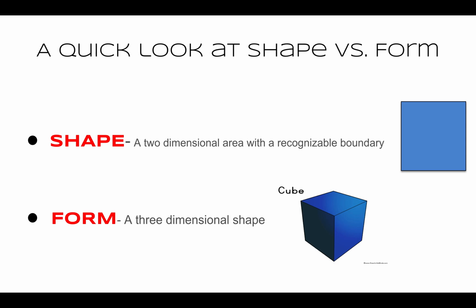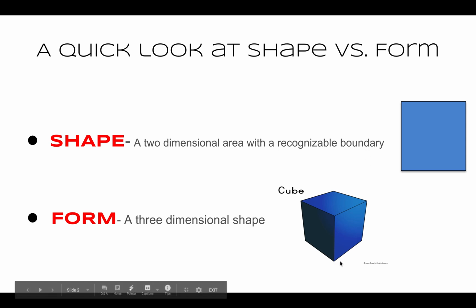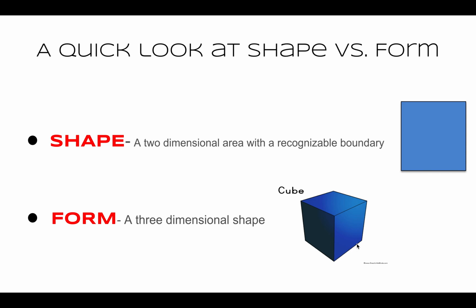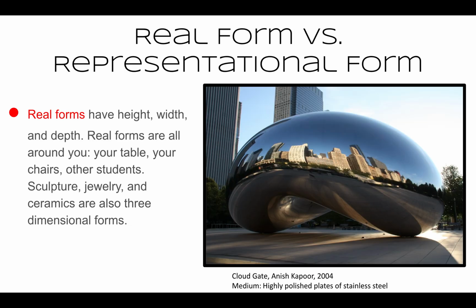A form is a three-dimensional shape. So not only does it have length and width, it also has depth, okay? So it goes back in space. So that's why it has 3 dimensions. An example of a shape would be a square, while an example of a form would be a cube.